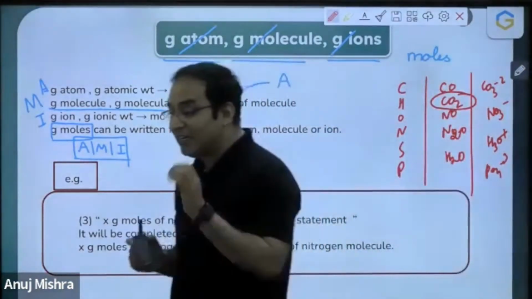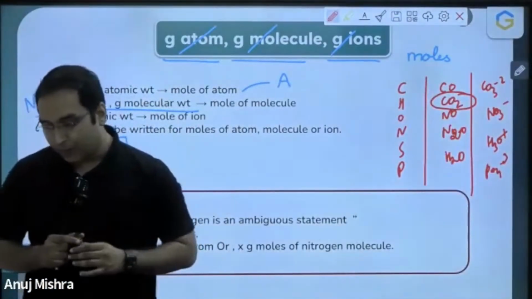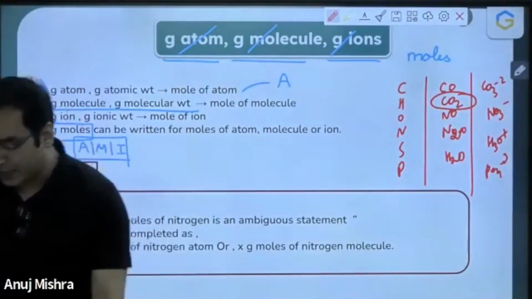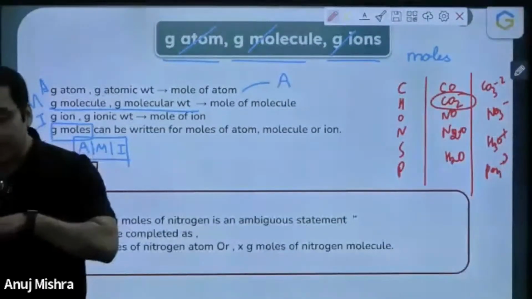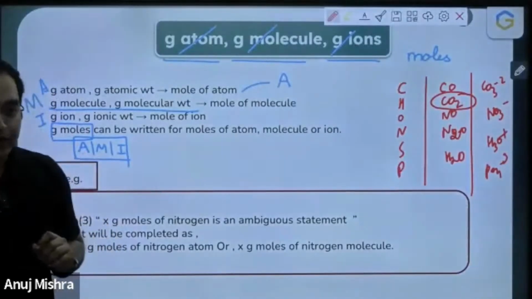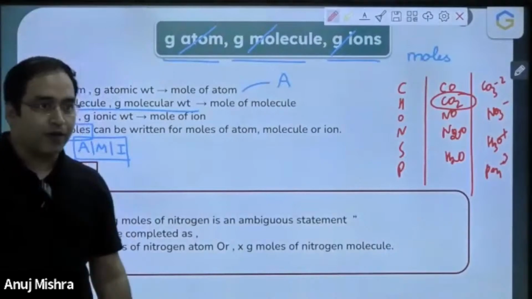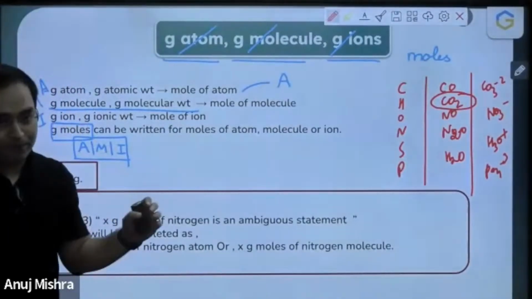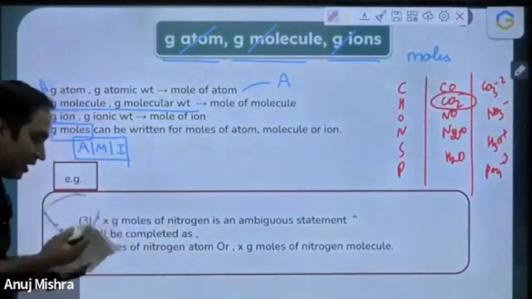Is it clear? Can we say 10 gram moles of carbon dioxide? Yes, sir. Gram moles can be used for all the three, right? Now, can we say 10 gram moles of NO3 minus? Yes. Can we say 10 gram moles of carbon atom? That's also correct. Okay. So it can be used for any of them. So gram moles can be used for any of the cases. Hence, gram moles is like a universal unit.